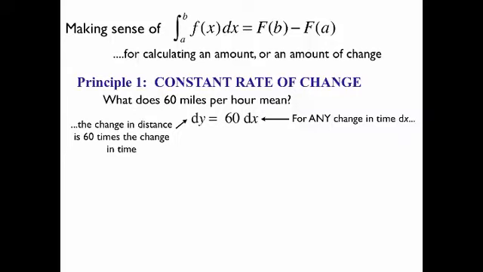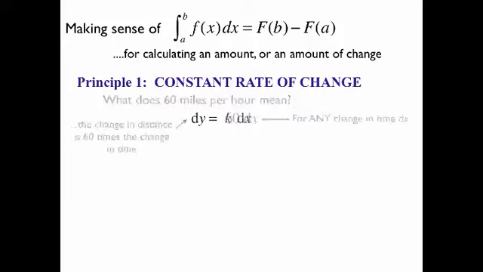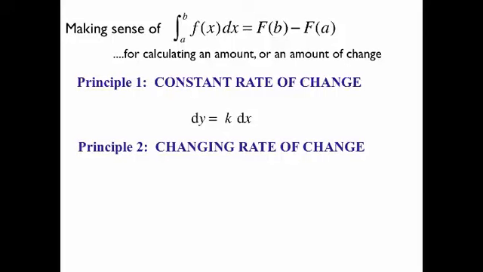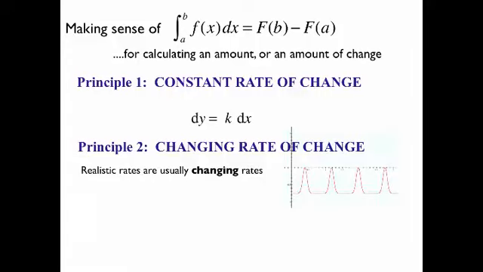So that's the way we want to conceive of constant rate of change. It's all wrapped up in this relationship, dy equals k dx. Second principle, changing rate of change. We said that lots, if not most, situations don't have constant rate of change. They have changing rates. Realistic rates are usually changing rates.